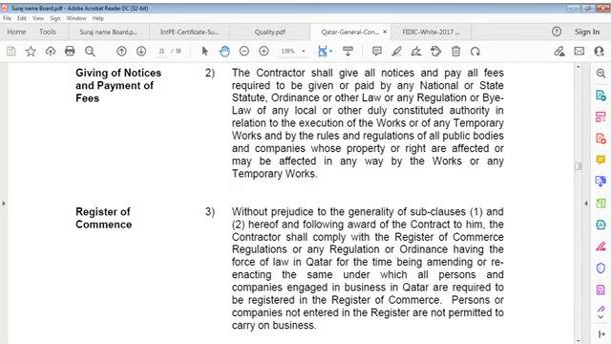And payment of fees. Contractors shall give all notices and pay all fees required to be given or paid by every national statute, ordinance or other law or any regulation or bylaw of any local or other duly constituted authority in relation to the execution of the works or of every such work, and by the rules and regulations of all public bodies and companies whose property or rights are affected or may be affected in any way by the works or temporary works.